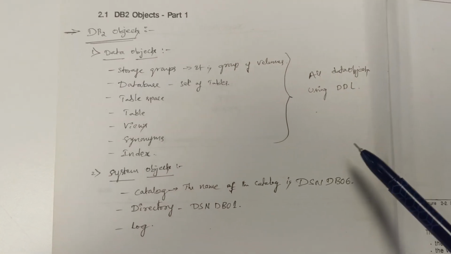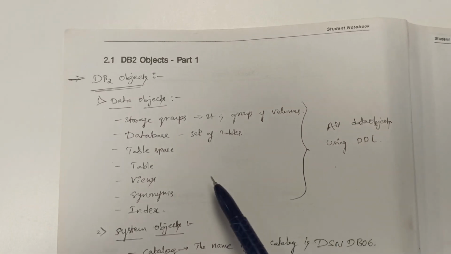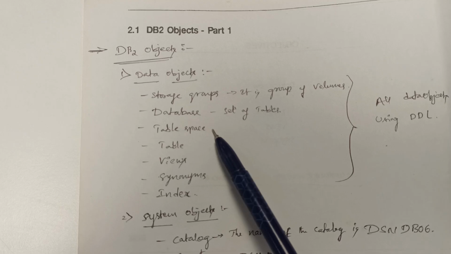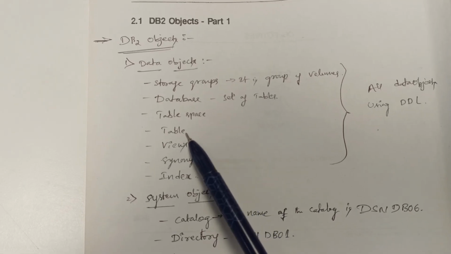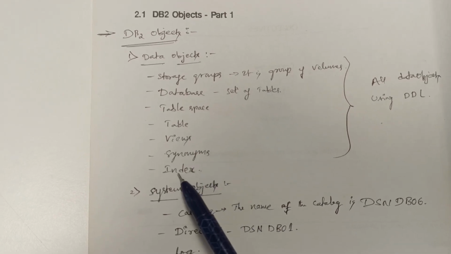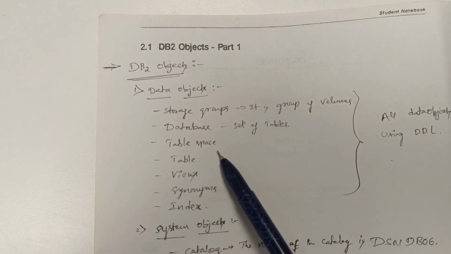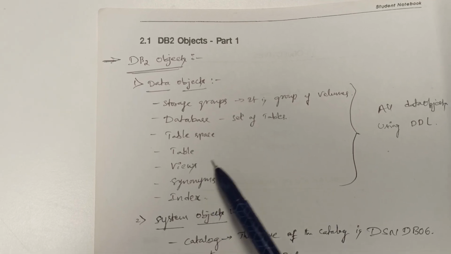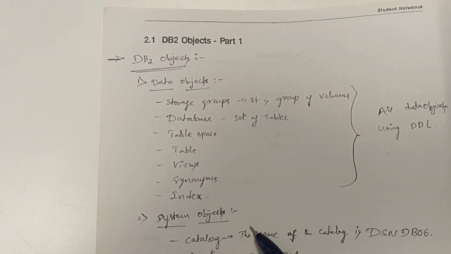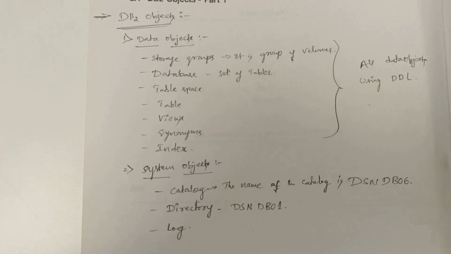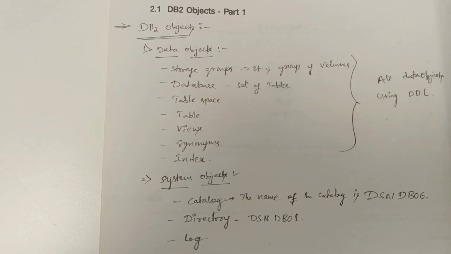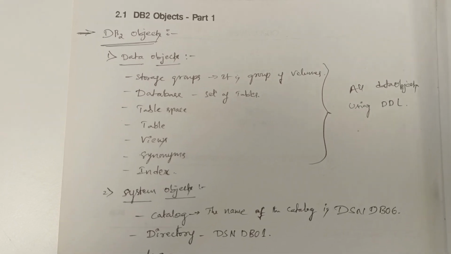In this chapter I am going to cover data objects. The data objects are storage group, database, table space, table, views, synonyms, and index. In this chapter I am going to cover table space, table, views and synonyms. And in the next lesson I will cover indexes and check constraints.